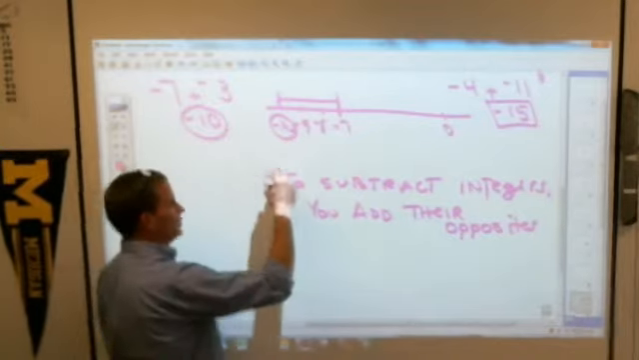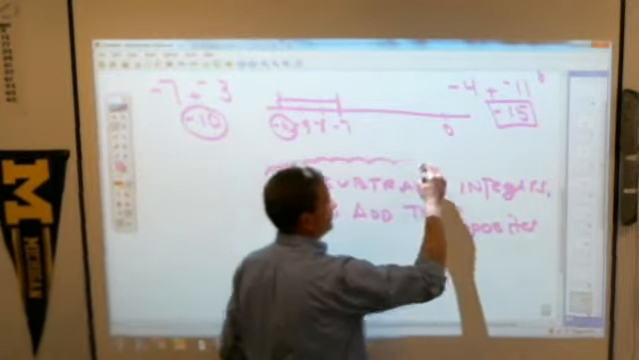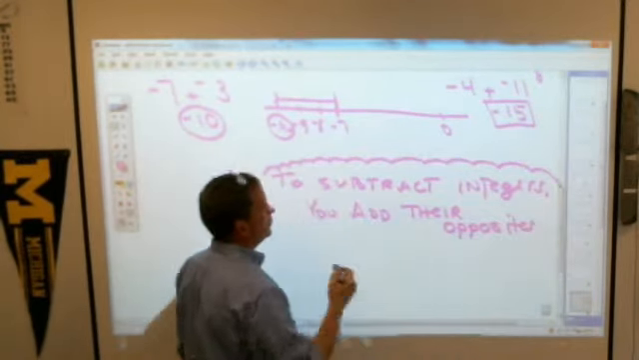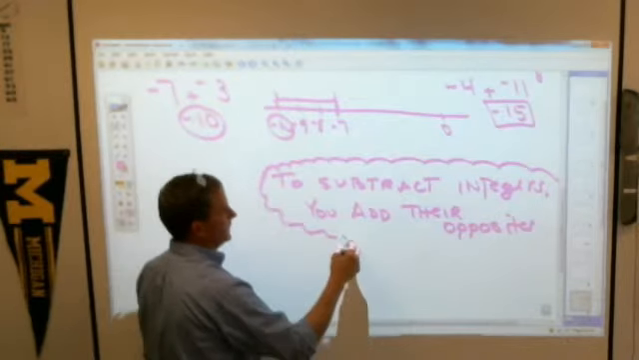I'll let that sink in a little bit here. To subtract integers, you add the opposites.